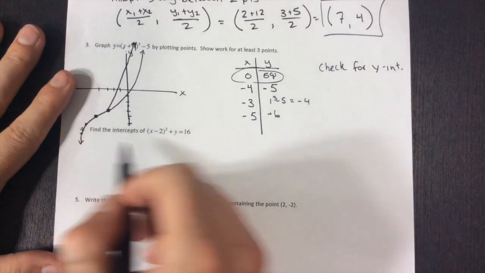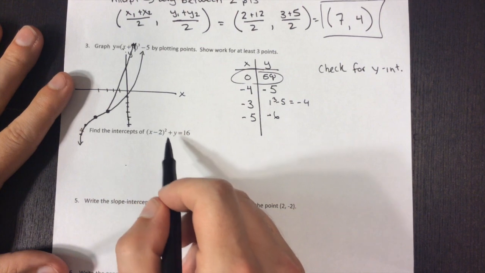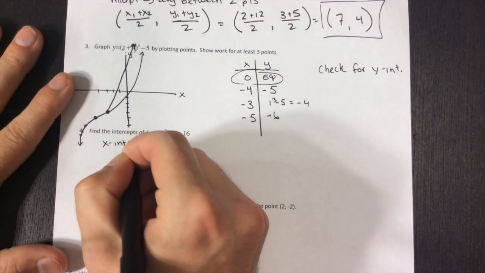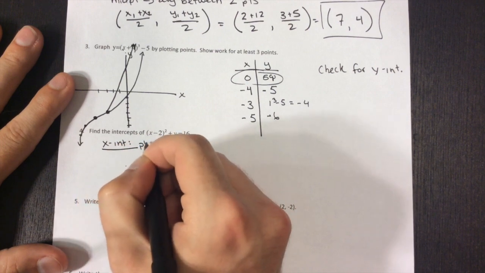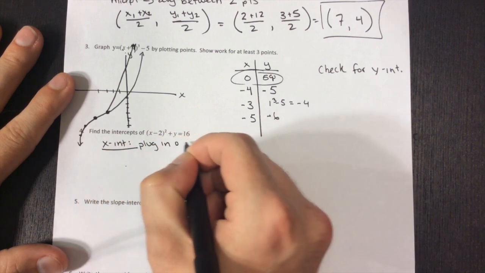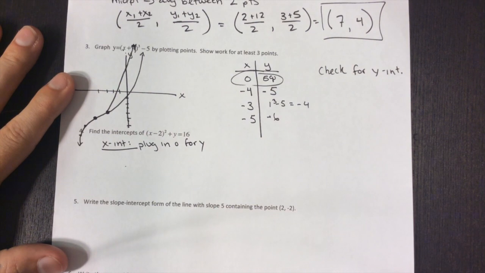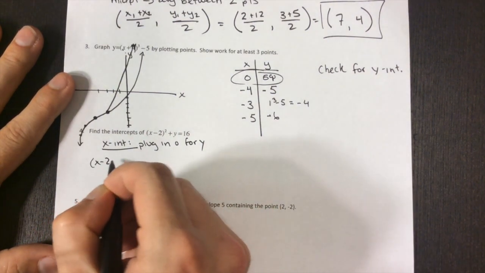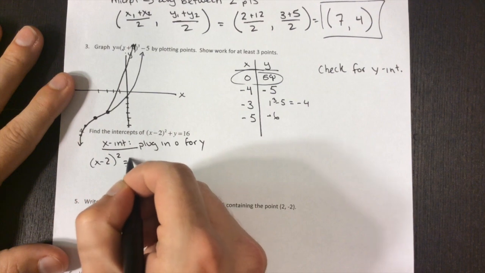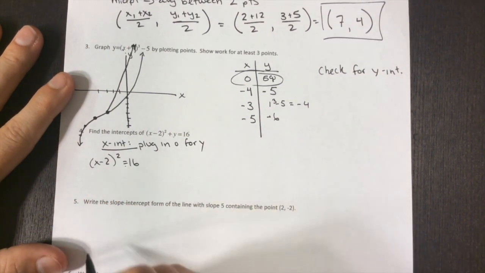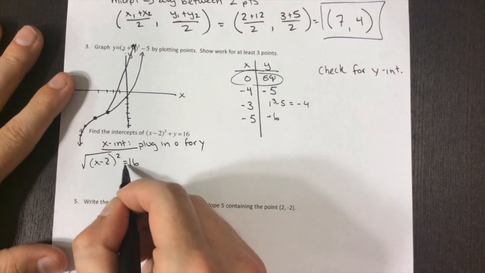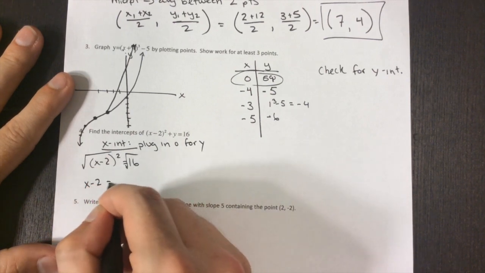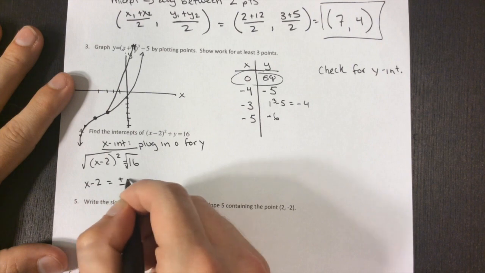Number 4, find the intercepts of x minus 2 squared plus y equals 16. So for x-intercepts, plug in 0 for y. Let's plug in 0 for y. Now that leaves me with x minus 2 squared equals 16. I'm not going to FOIL this out because I'm going to take the square root of both sides. Knowing that I take the square root of both sides, I'm going to be left with plus or minus 4.